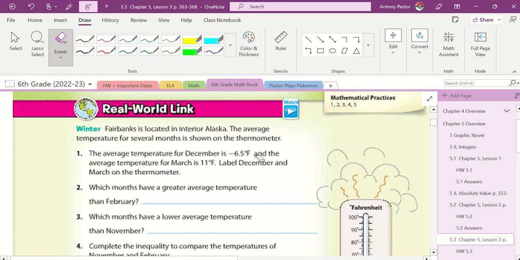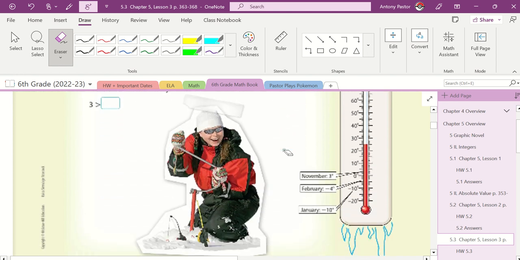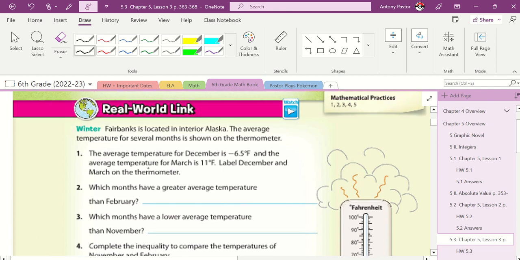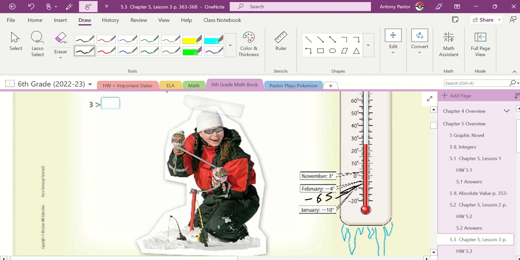So, looking at the thermometer, December is negative 6.5. Now, it's not as clear here, but if February is negative 4, negative 6.5 will be somewhere around here. Negative 6.5. That was December. March being 11 degrees.